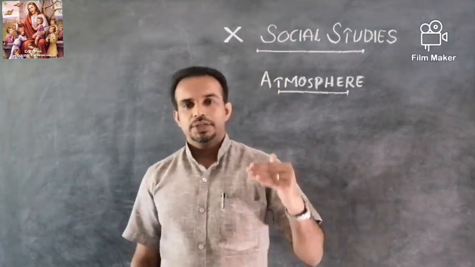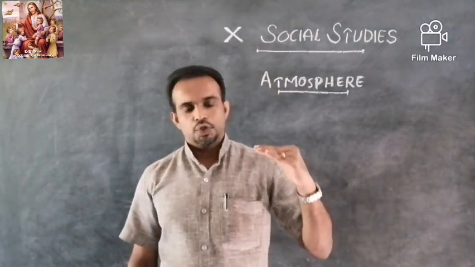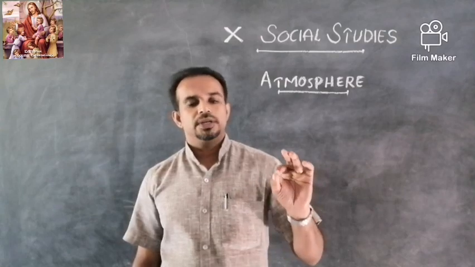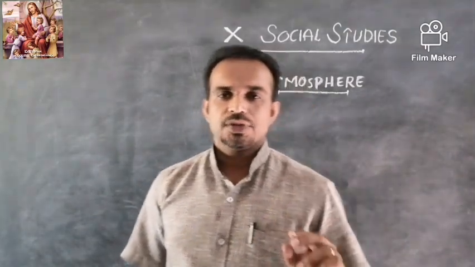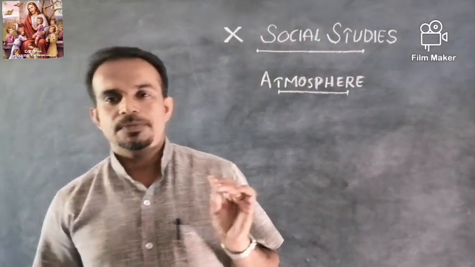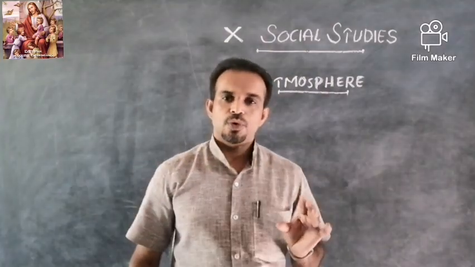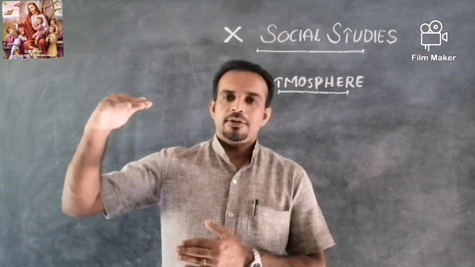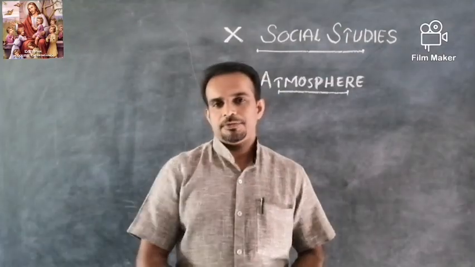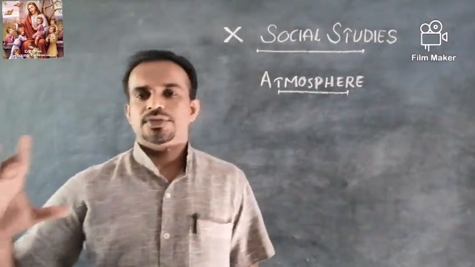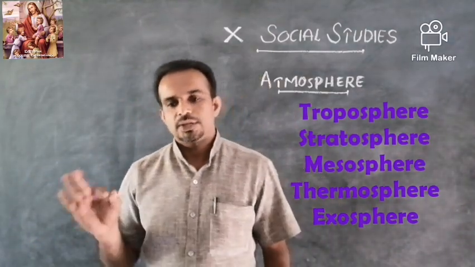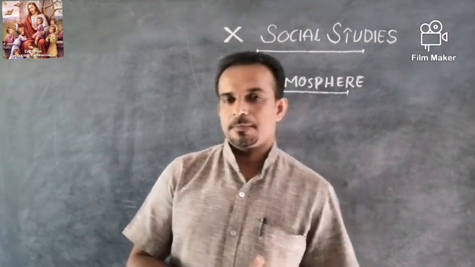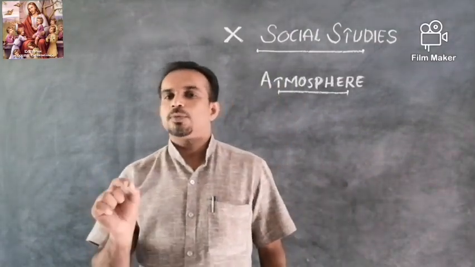So that is the general structure of the atmosphere: homosphere and heterosphere. As I said, homosphere is divided into three and heterosphere is divided into two. So altogether we have 5 subdivisions: troposphere, stratosphere, mesosphere, thermosphere, and exosphere. Thermosphere is also called ionosphere. Okay, let us start with the troposphere.